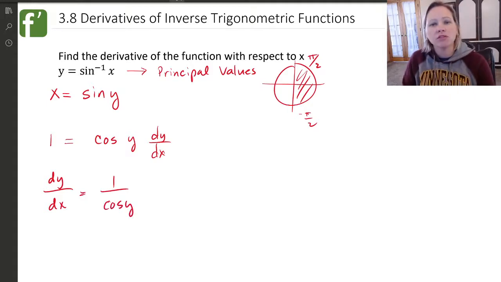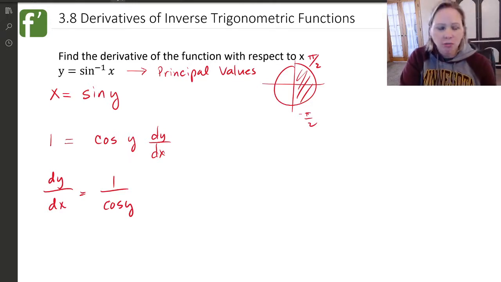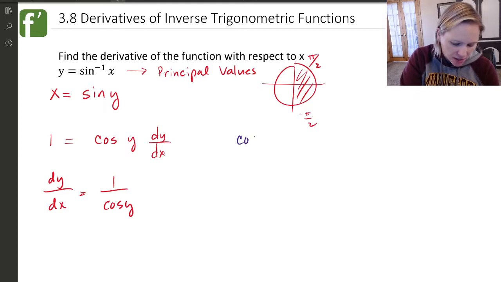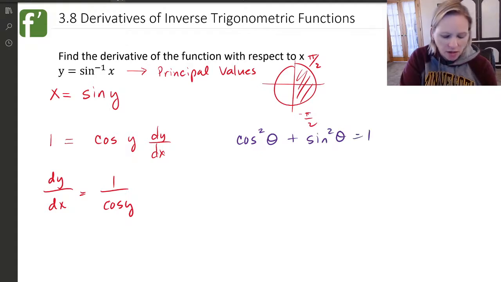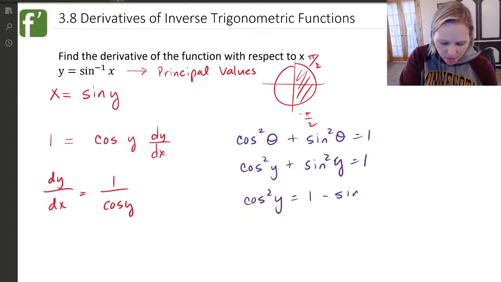Now, that's not helpful to me because I don't like formulas that involve y. I like explicit formulas. So I'm going to remember that I have a relationship between sine and cosine that looks a little bit like this: cosine squared theta plus sine squared theta equals 1. So we have this Pythagorean identity. Now let's put it in terms of y: cosine squared y plus sine squared y equals 1. Now check this out. I can solve for cosine of y by rearranging a little bit.